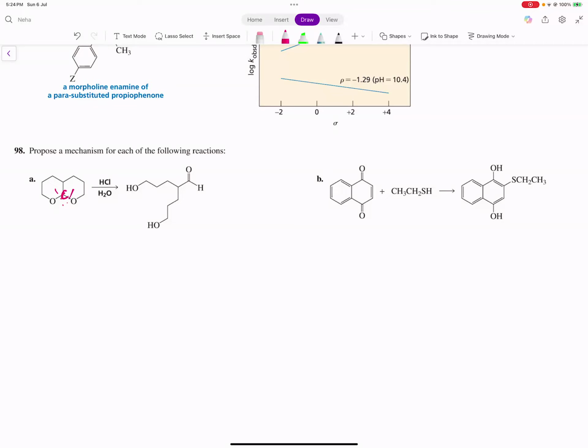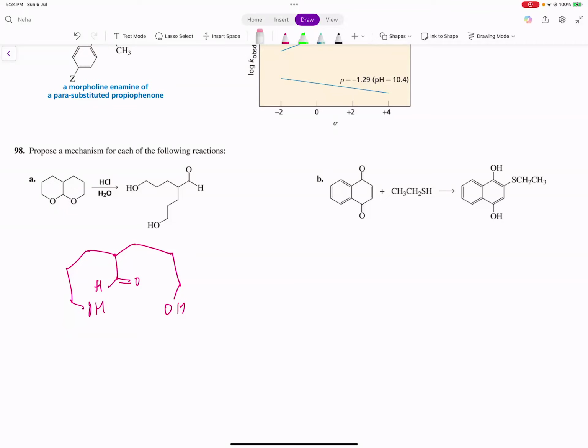But how exactly is it breaking? See, it'll break like this. This is the carbon, and we will give it 2 OH. This will get OH, and this will get 2 OH, and then the aldehyde will be there. Okay, yes, I got it, now I got it.